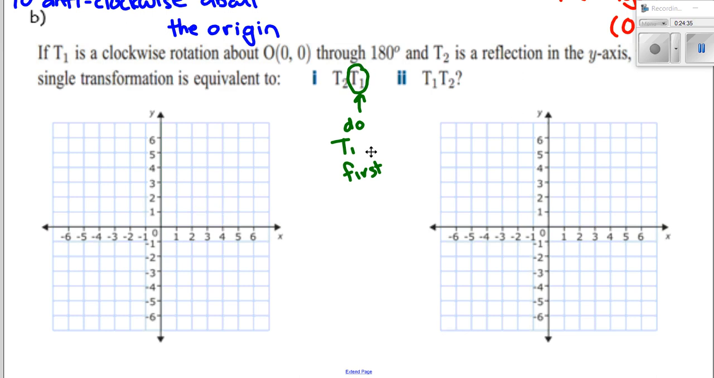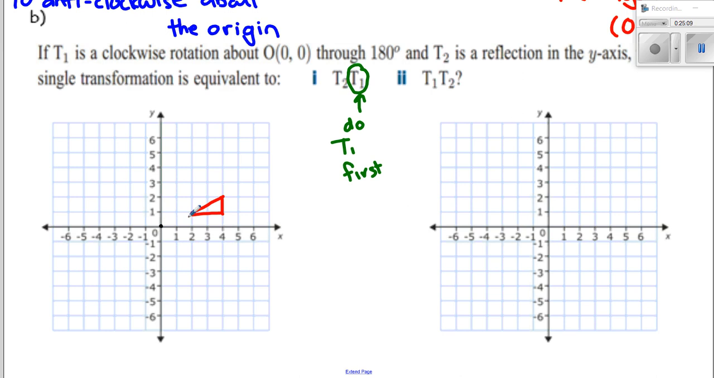Okay, I'll just draw it like this. There we go, object done. Now what I have to do is T1. What's T1 this time? I'm going to do T1 in black. T1 is a clockwise rotation about the center of rotation, which is the origin, 0, 0, through 180 degrees.